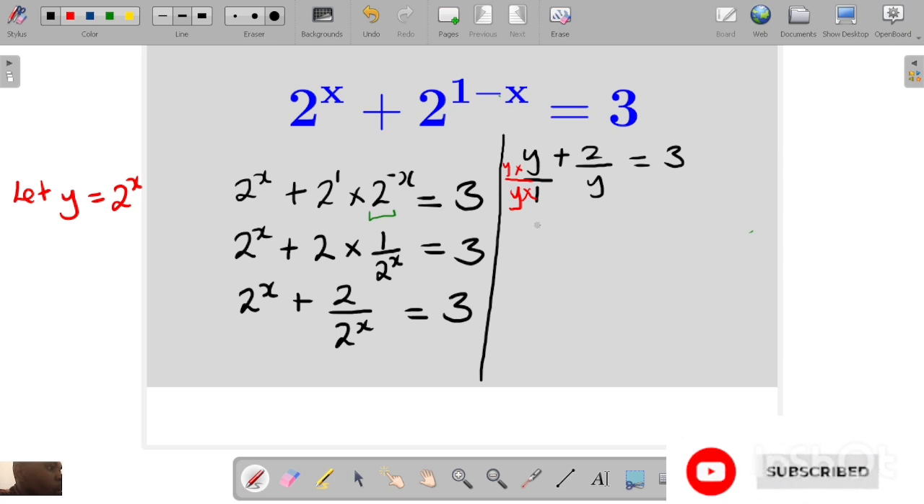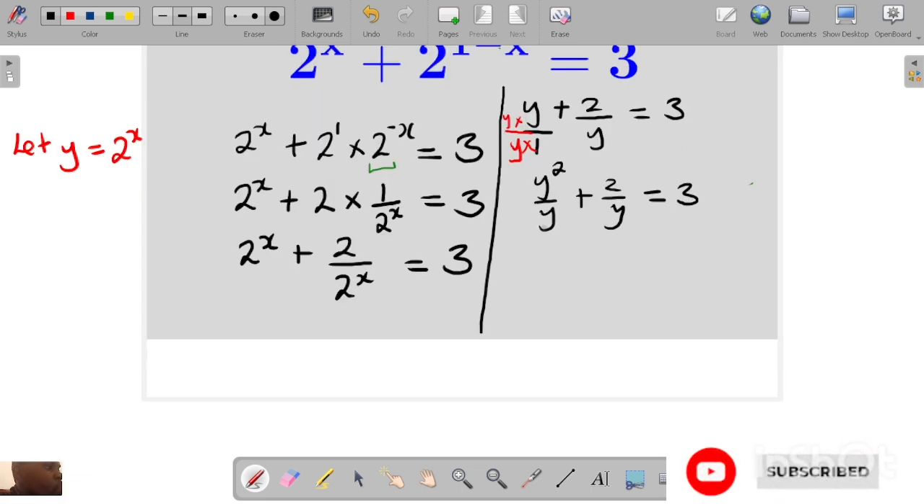So y times y, here we're going to have y squared over y plus 2 over y is equal to 3. So here, now that the denominators are the same, it means you can just keep one denominator, and then you add the numerators. So you're going to have y squared plus 2 is equal to 3.